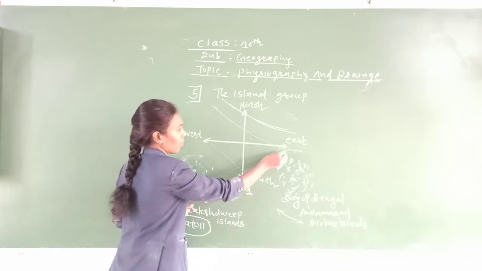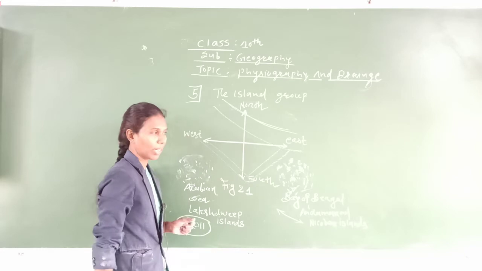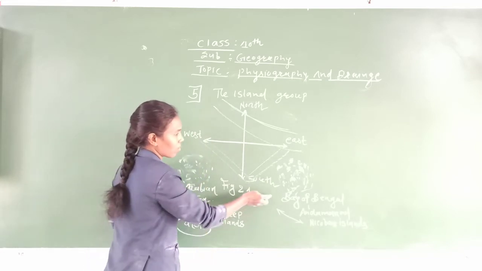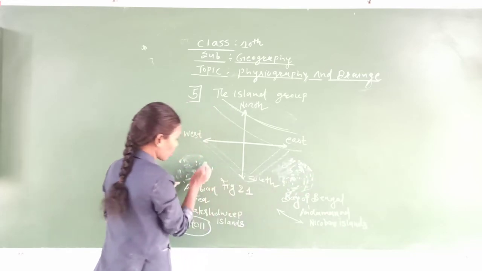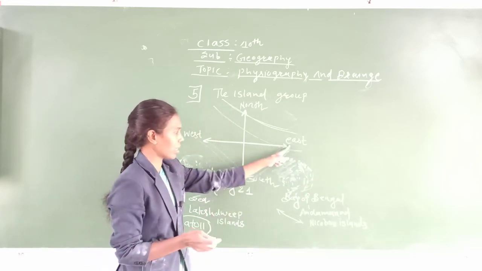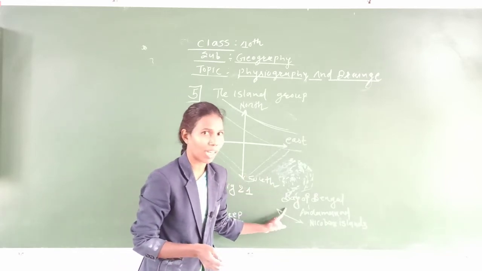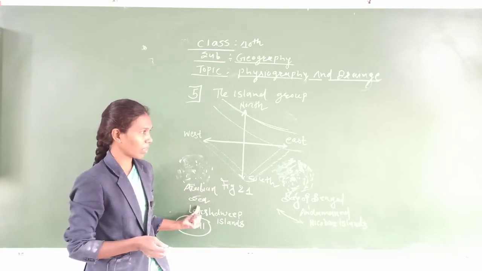After that we also learned the fourth portion, which is known as the coastal plain. Then at last we learned the island group. This dot shows us the islands. In this, the east to south side is related to the Bay of Bengal islands, and the west to south side is related to the Arabian Sea.